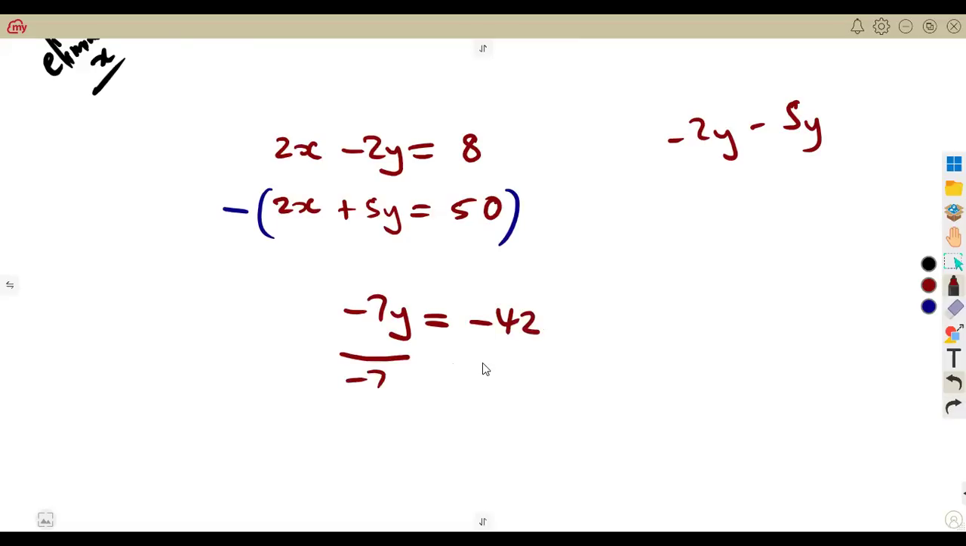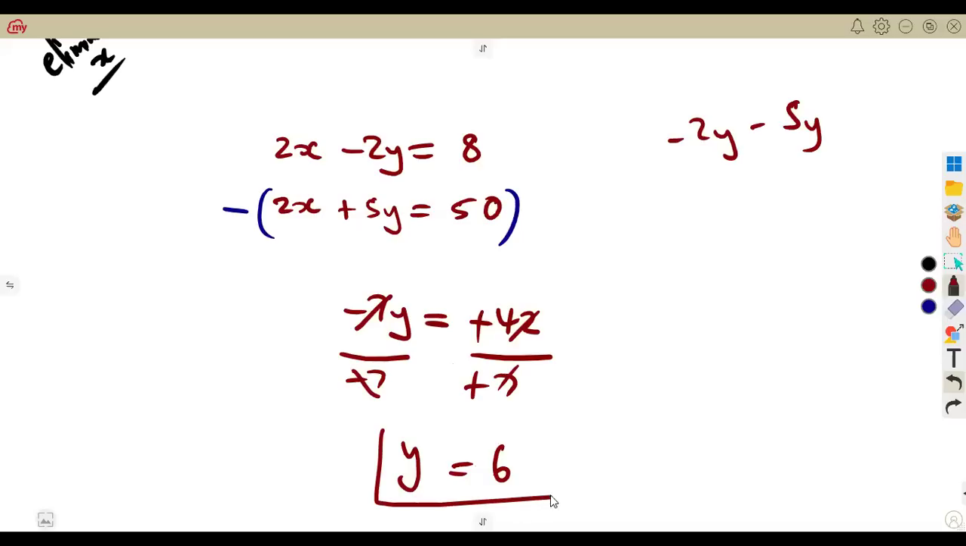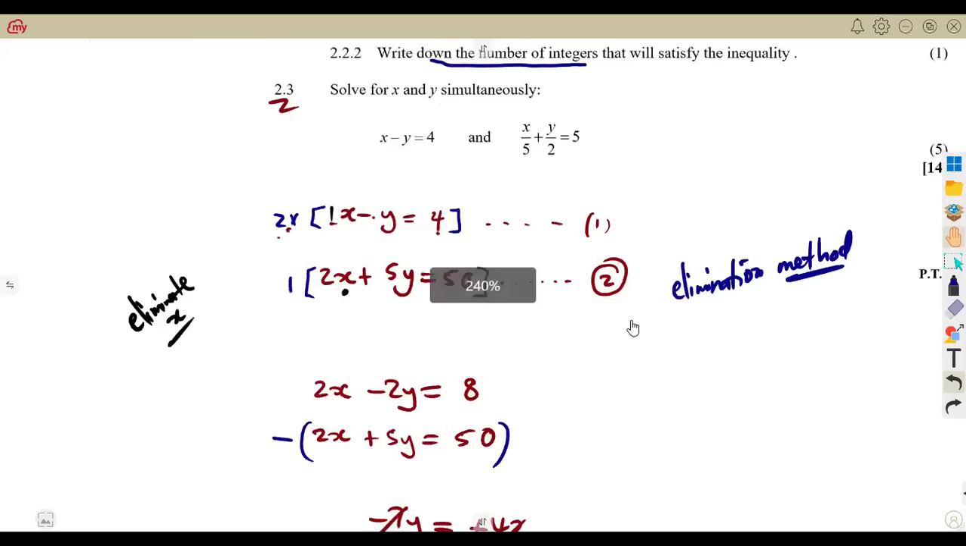So we can divide by a negative 7, by a negative 7 now, to obtain the value of y, which is y is going to be what? A 6. After obtaining this value of y, now you can substitute this part. Yes, you can go back here and have your elimination redone here.